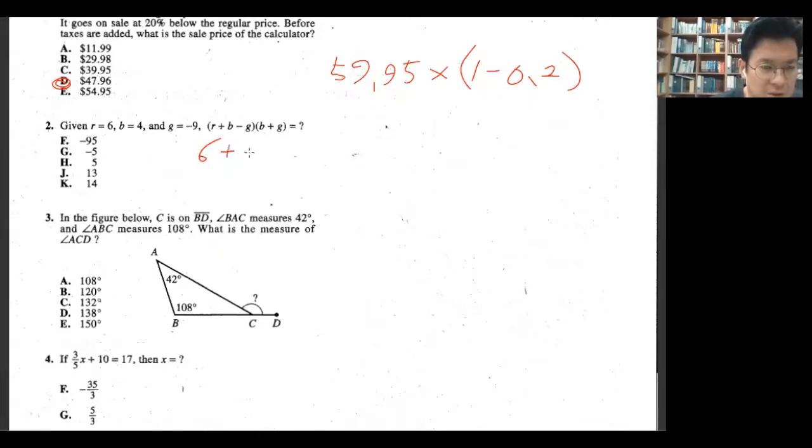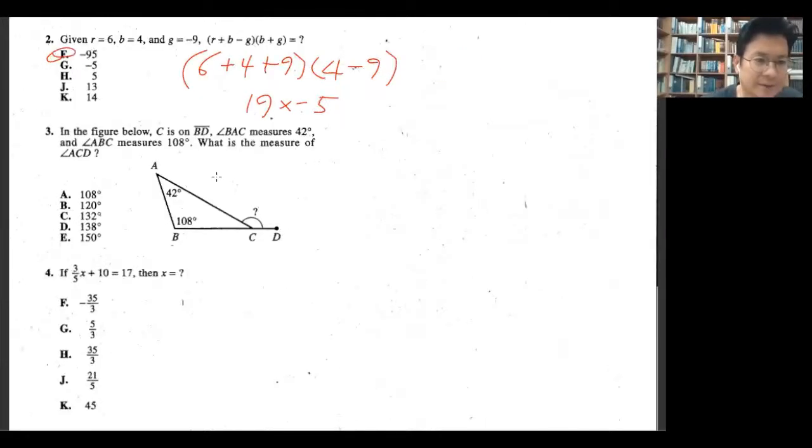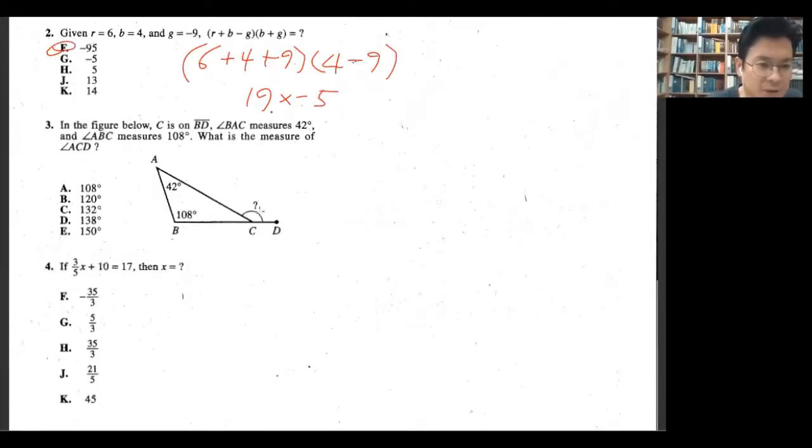Six plus 4, minus is plus, so plus 9 times B plus G. B is 4 minus 9. So 19 times minus 5, so minus 95. For C and B, if you add this to 140, you get 150, right? So this is 30 and 150.